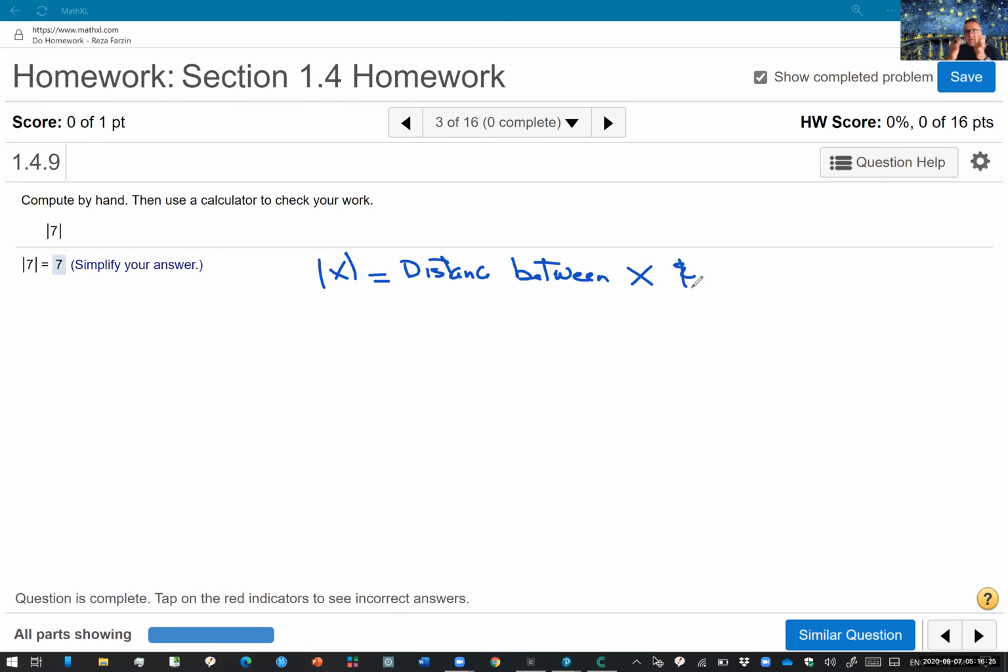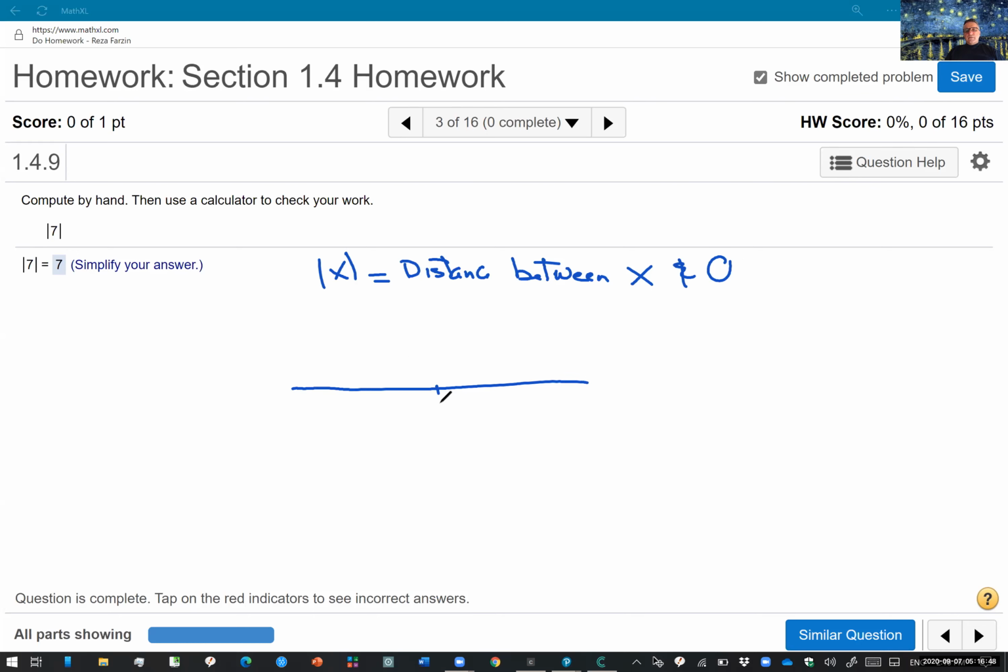Distance is always between two things, right? So what is the absolute value of x? The distance between x and what? It's always the same thing. Anybody? 0. That's it. Okay? So when you think absolute value, think distance from what? From 0.